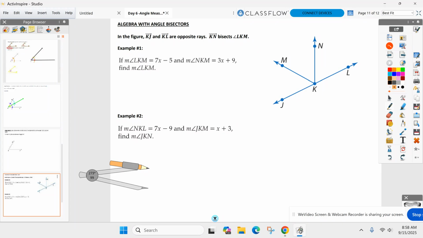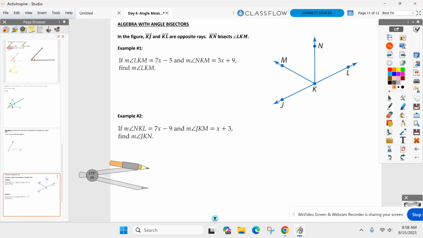Trace it with your finger, trace it with your hand. Doesn't matter. Find LKM. You don't need to do anything with it, just find it. Because that's the first piece I got to work with you on. Can you find an angle? Does everyone see LKM? Just follow the letters, LKM. Everyone see that angle in those two rays?